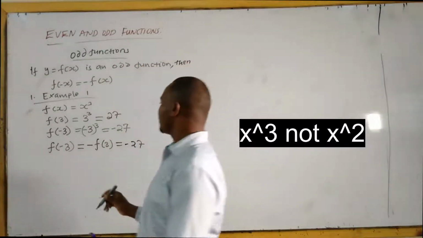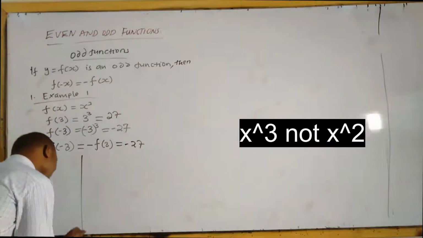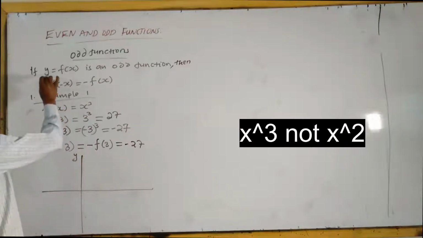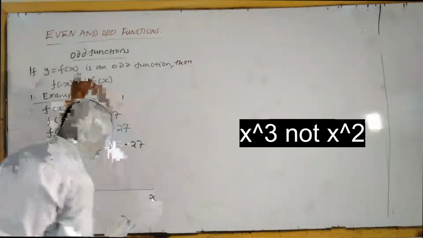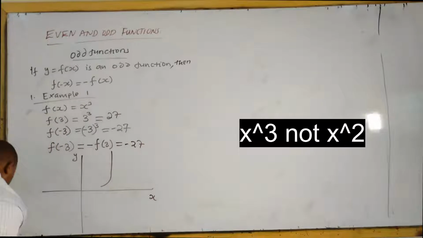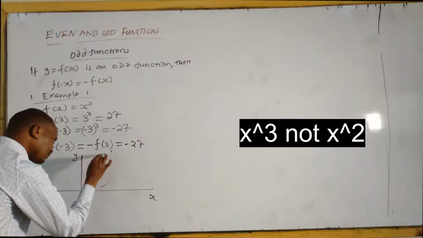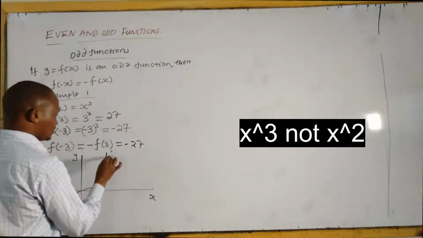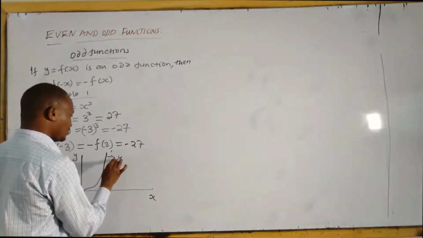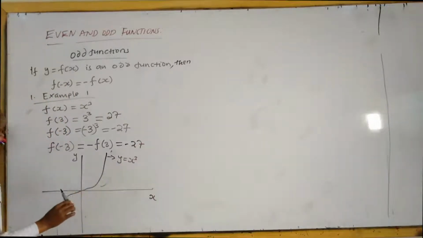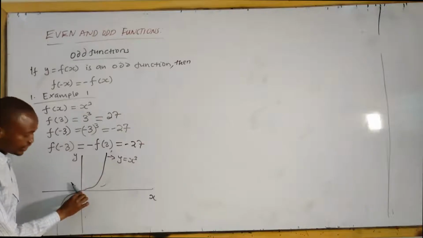If we sketch its graph here, here you have the y-axis, because y is a function of x, and here you have the x-axis. If you plot that curve, it will be something of the sort. Y is equal to x cubed. This curve is symmetric about the origin.